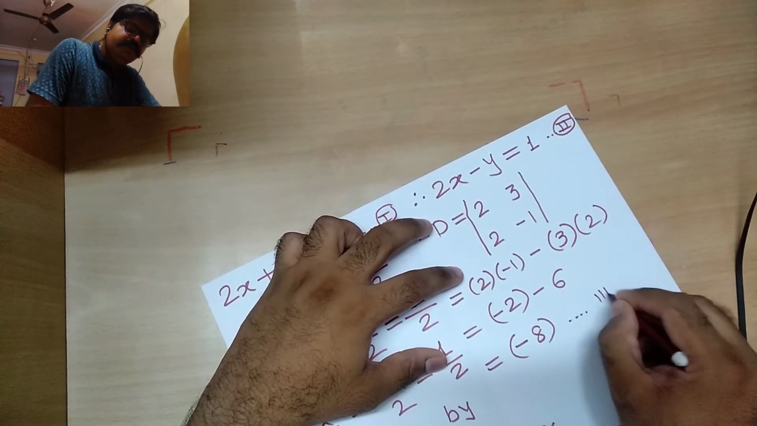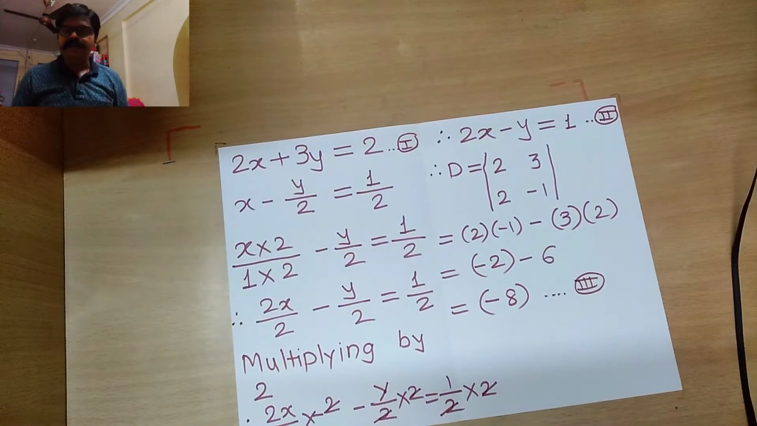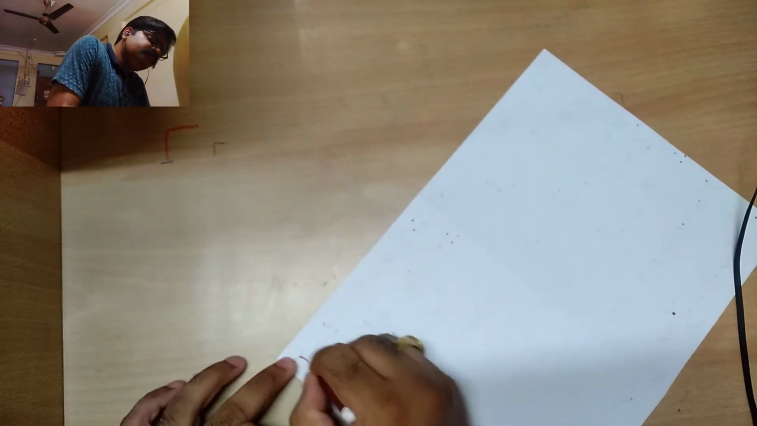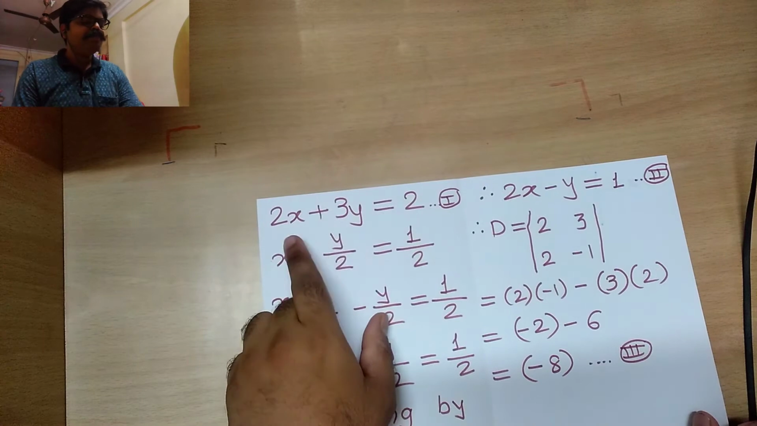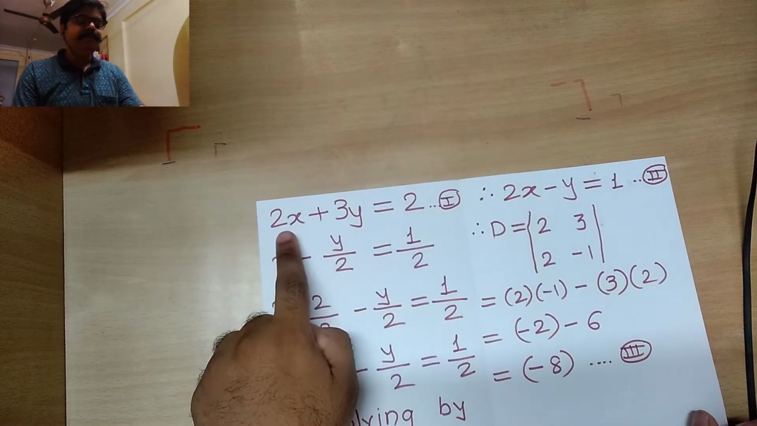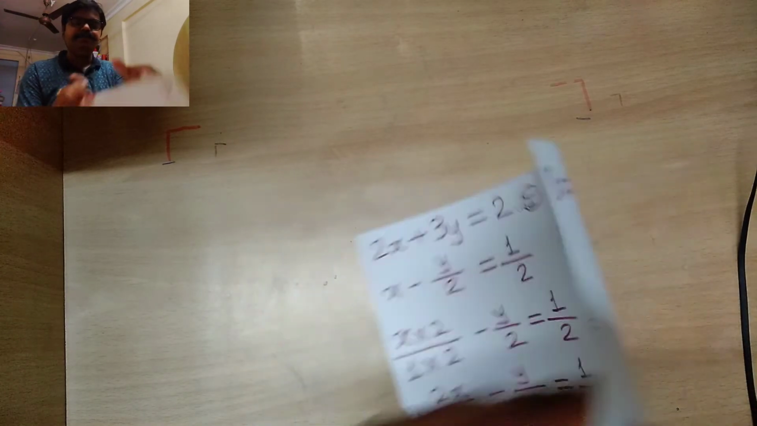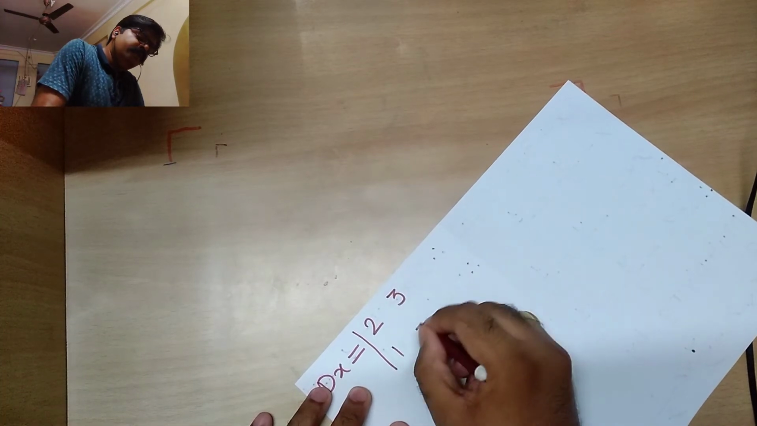Okay, let us also call this equation number 3. Somehow we are going to use the same. D's value we have got. Once we have D's value, next our target is to calculate dx. Okay, so while calculating dx, this 2 will be replacing this 2. Therefore it will be again 2, 3 and 1, minus 1. Therefore 2, 3, 1, minus 1.